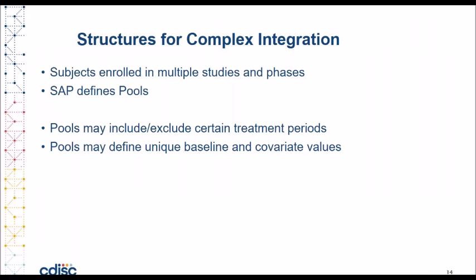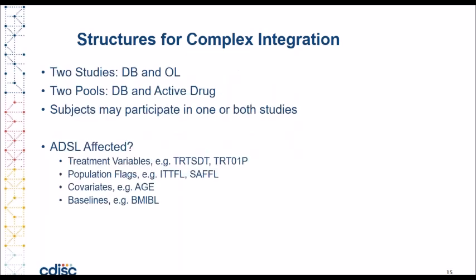So we need a way to handle that. And we'll start talking about ADSL and then we'll continue on to the other structures. We need a way to handle this. So we started playing around with ideas. Okay, we got two studies, a double-blind and an open label, and two pools, double-blind and active drug, and subjects maybe in one or more of those studies.